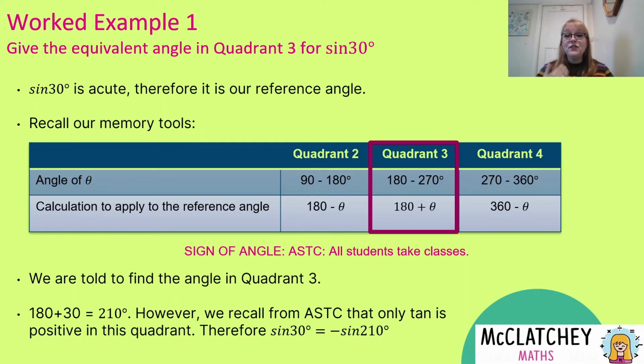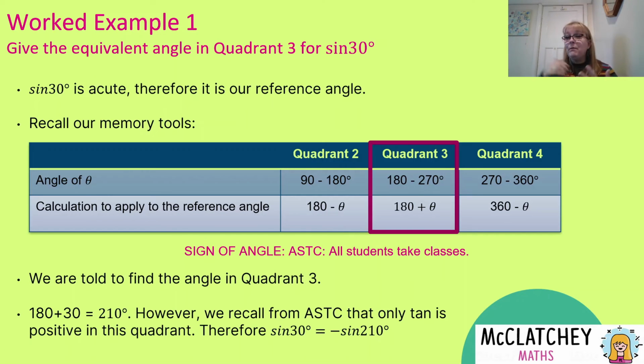Now, to know the sign, what's the direction of the angle? Is it negative or is it positive? ASTC. So in that third quadrant, only tan is going to be positive. So that means that sine is going to be a negative number. So the equivalent angle in quadrant 3 for sine 30 is going to be sine 210, and it will be a negative sine 210.